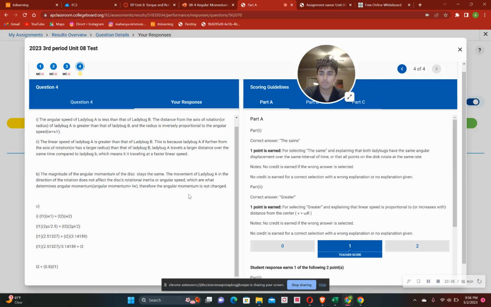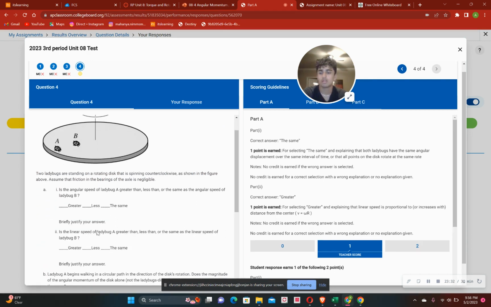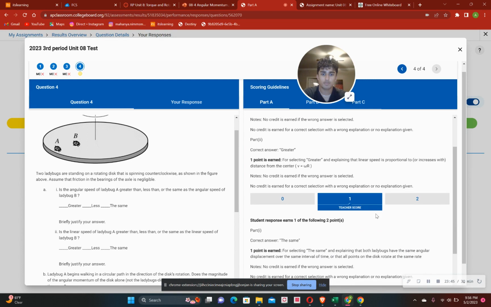And then for part B, you're supposed to say that the linear speed is greater. And I said the linear speed is greater because you're covering more distance over time. A is covering more distance over time. It says, and using this formula, right?